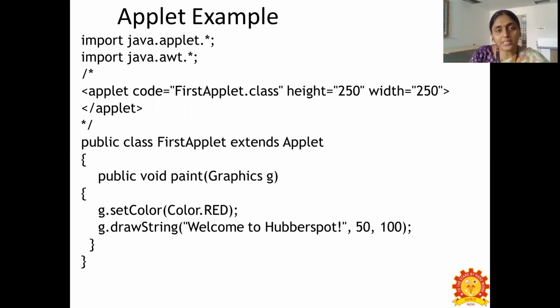Now we will see the first example for the applet program. As we already discussed, the package which we need to import is java.applet.*, which imports all the files inside the applet package. And then we are importing the AWT package. And then we have the applet tag, which is mandatory, which is given in the comment line, but it is not a comment, it's an applet tag. The applet tag is always given like this.